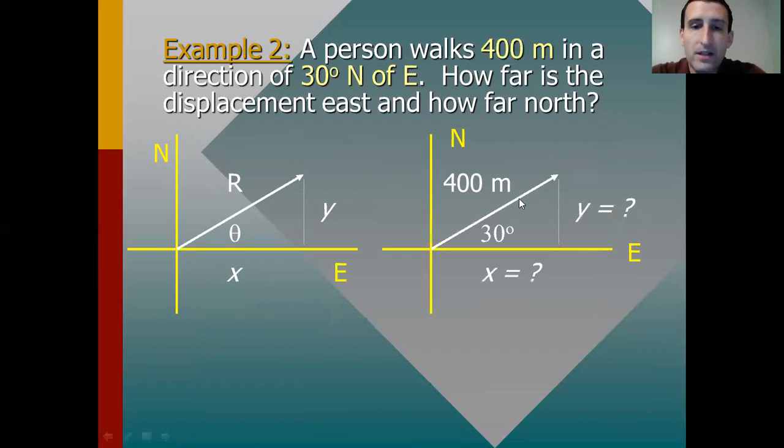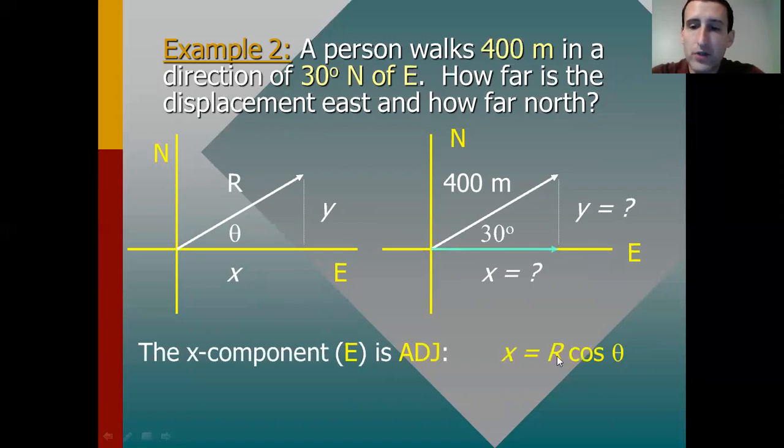So that is essentially giving us the triangle with a hypotenuse of 40 meters and an angle of 30 degrees. And we want to find the x side, which is the displacement east, and the y side, which is the displacement north. So the x side is adjacent, so we're going to use cosine. x equals r cosine theta. It was x over r equaled cosine theta. We moved the r over. And for the y component, we're going to use sine instead.